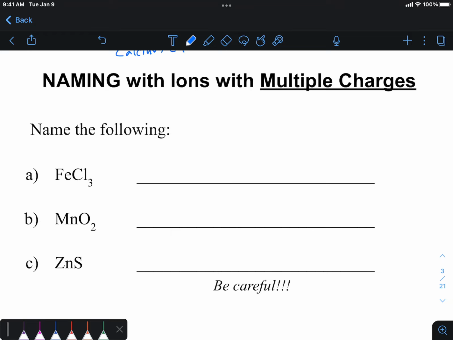I feel like we already named this guy, right? So this was iron 3 chloride. Okay, so let's look at the second one. Mn is a metal that is sometimes confused with magnesium. It is not magnesium. What is Mn? Manganese. Okay. So I know that it's manganese, so I'm going to write manganese. But here's the thing. How many charges does manganese have? It has lots of different charges. Okay, so I can't determine what manganese's charge is yet.